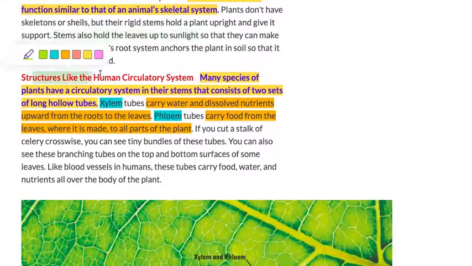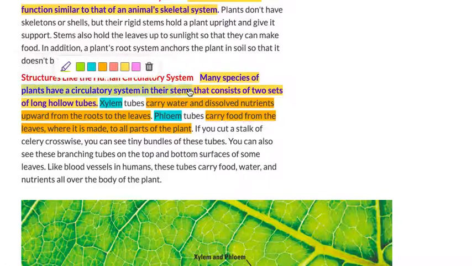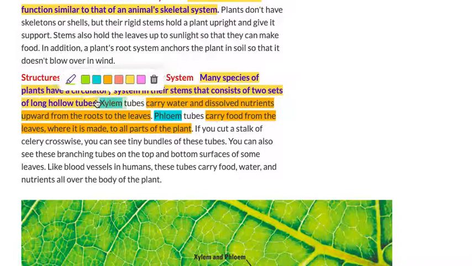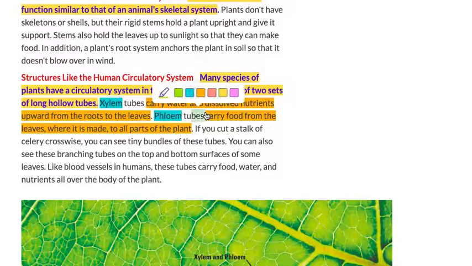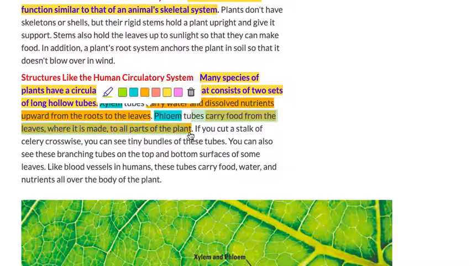Structures like the human circulatory system. So many species of plants have a circulatory system in their stems that consists of 2 sets of hollow tubes. Xylem tubes carry water and dissolved nutrients upward from the roots into the leaves. Phloem tubes carry food from the leaves, where it's made, to all parts of the plant.